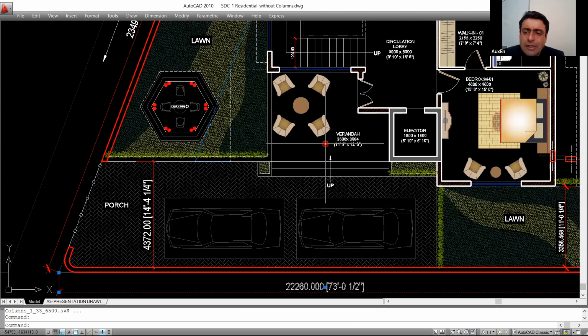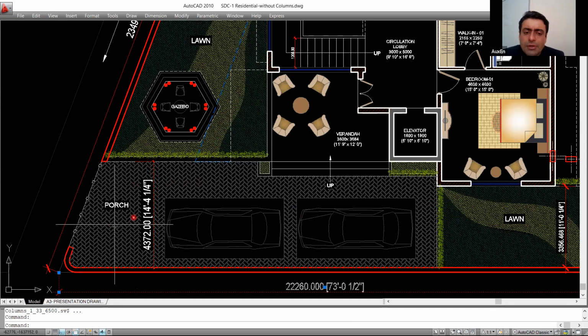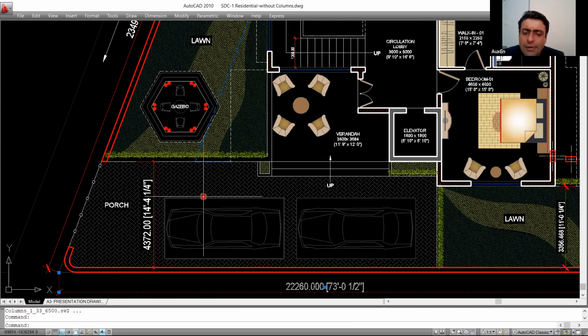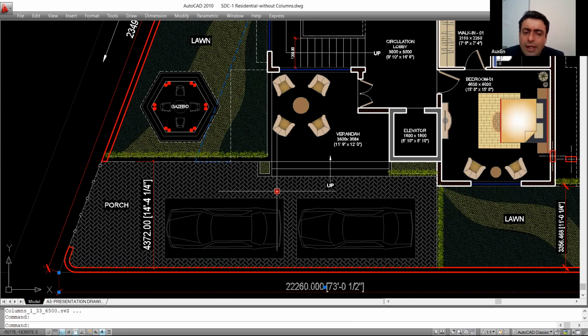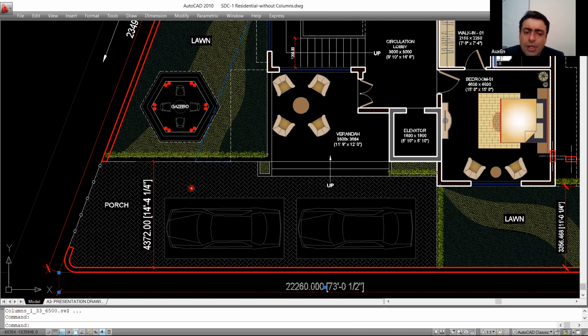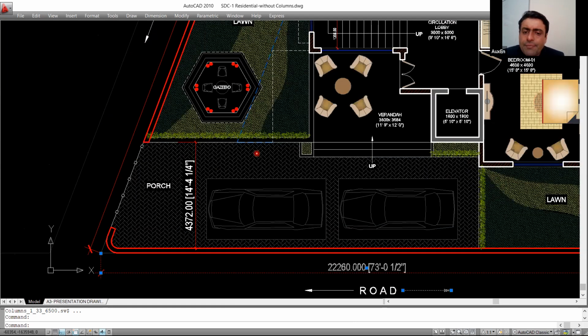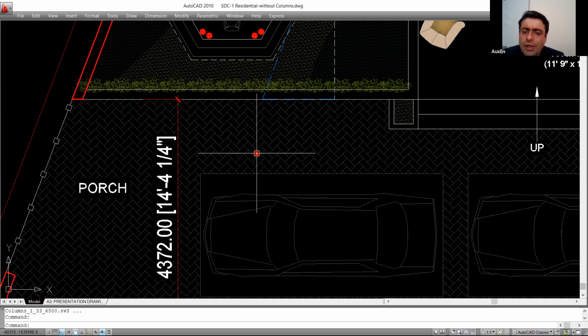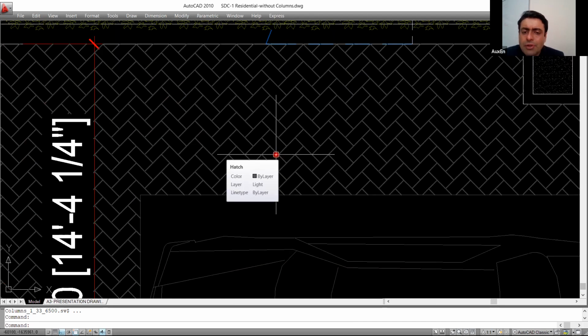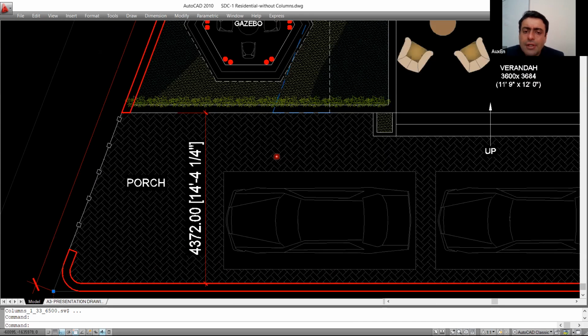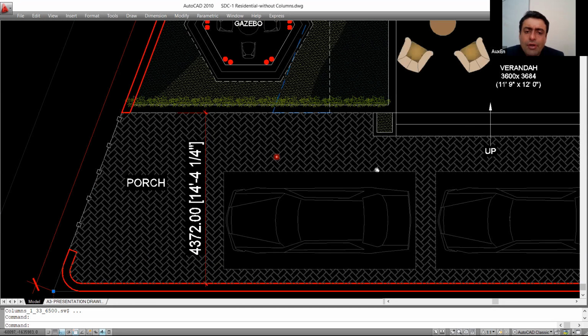Let us see. So this is the porch. This porch will be generally covered with what? You will have a concrete flooring and you will have paver blocks. So you will have a paver block paved flooring over here in the porch. This symbol that you see is usually used for paving. Okay, so you will use your paver blocks over here. This is your porch.